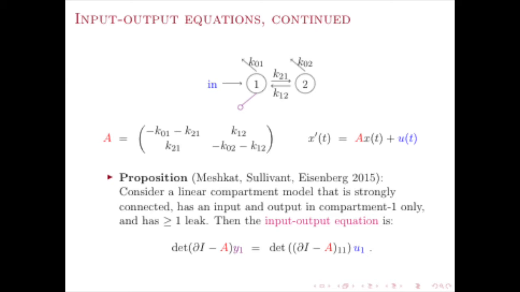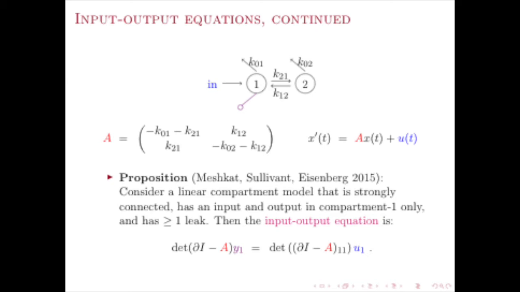But then since there are these leak terms, these degradation terms, I have to also add a minus K01 and minus K02 here. So it's not quite what we would call the graph Laplacian because I also have these degradation terms. But in any case, it's exactly the matrix that gives you the linear ODEs, and we're also adding in this input term into the ODEs.